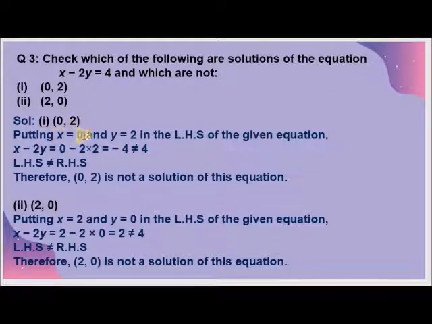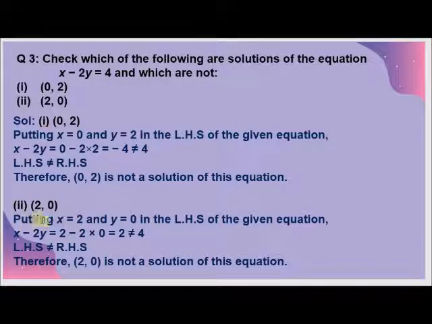Putting x equal to 0 and y equal to 2 in the left hand side of the given equation, x minus 2y is our left hand side. So in place of x we are writing 0, then minus 2 multiplied by 2, we are writing in place of y as 2. So then it becomes minus 4 and our right hand side is plus 4. So minus 4 is not equal to plus 4. Therefore the right hand side is not equal to the left hand side. Therefore (0, 2) is not a solution of this equation.